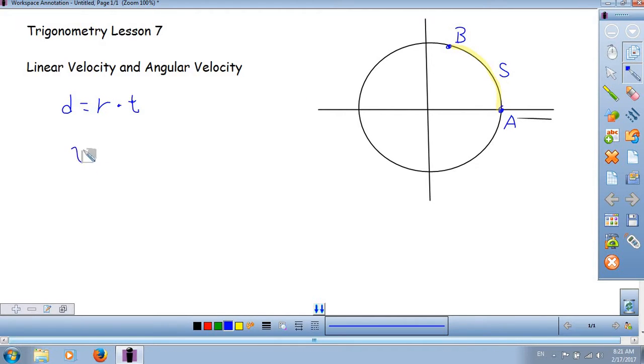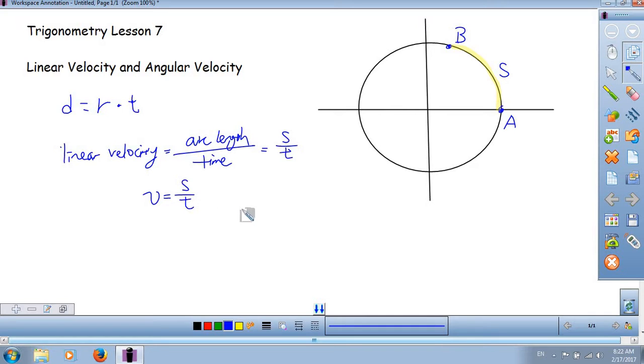So let's say you're starting from point A and you travel to point B, a distance of S, in a certain time t. So your linear velocity is determined by your distance traveled, or the arc length in this case, divided by time. That means it's going to be S over t. So the simple equation is linear velocity v is equal to S over t. That's simply how we can determine the velocity if you're running along a circular path.